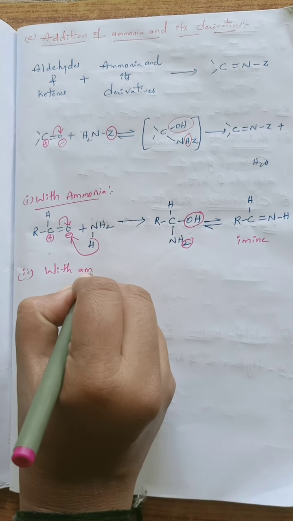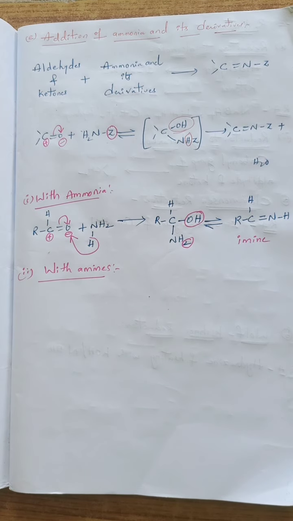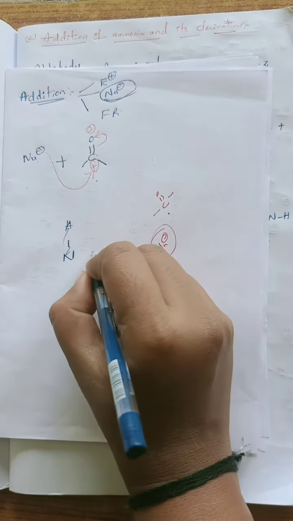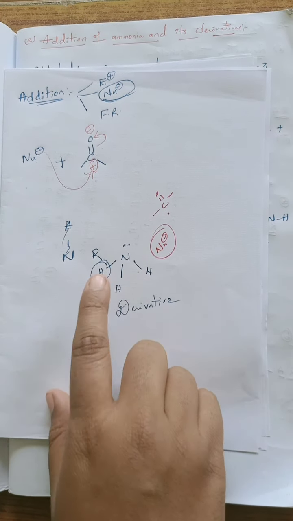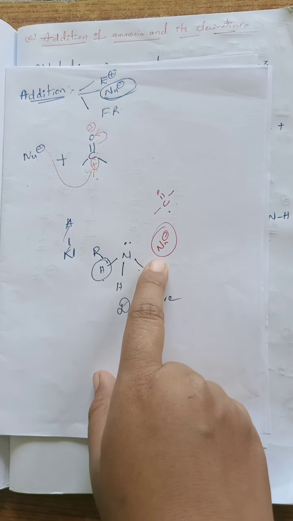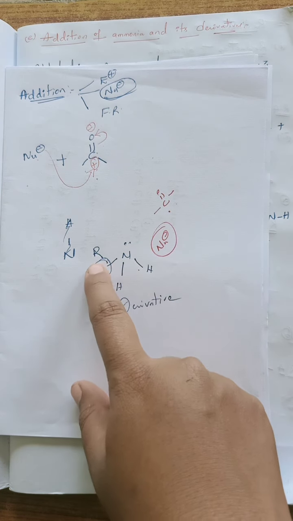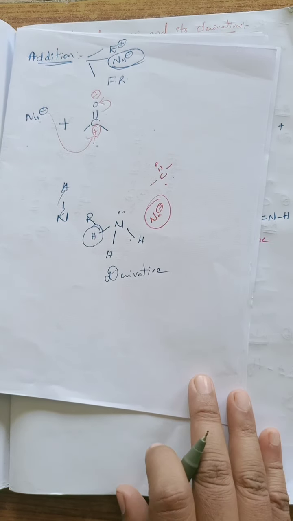amines. What is an amine? If in the place of one of the hydrogens an R group is replaced, then that is known as an amine. If two hydrogens are replaced by two R groups, that is a secondary amine. If three hydrogens are replaced by three alkyl groups, that is known as a tertiary amine. If only one hydrogen is replaced by an R group, that is known as a primary amine.